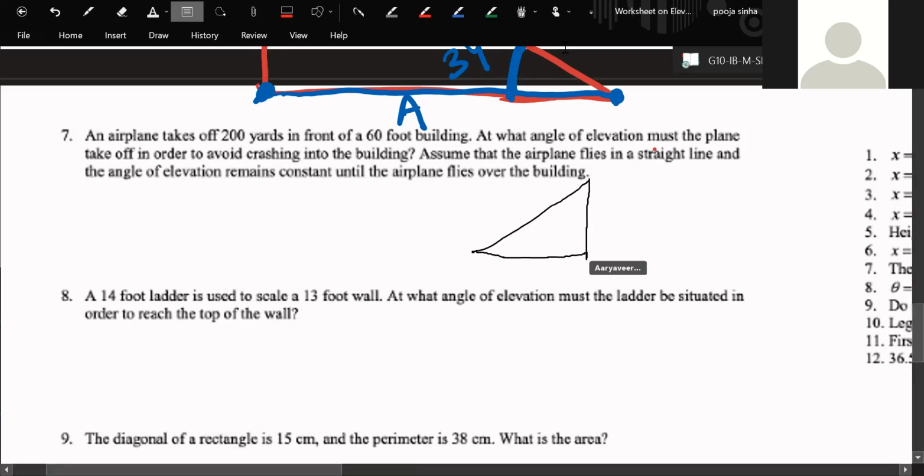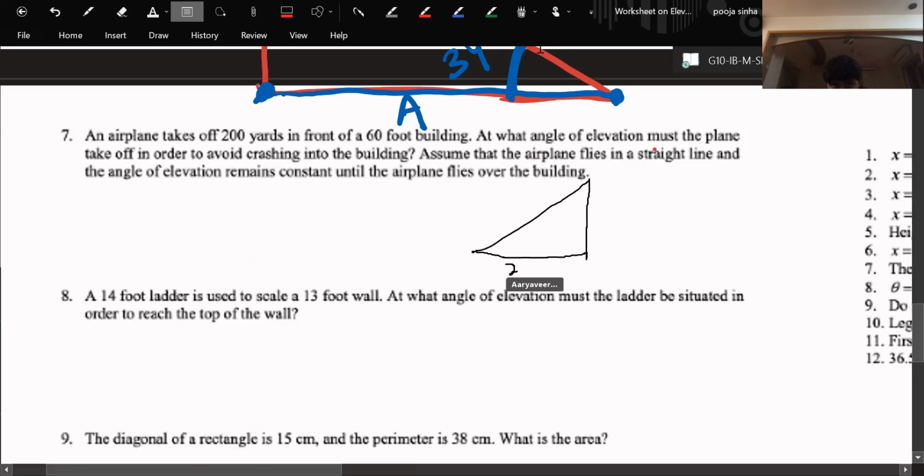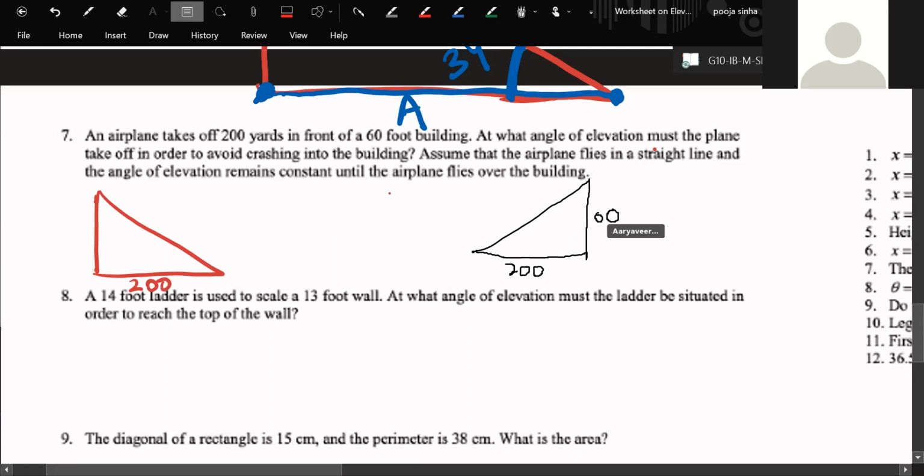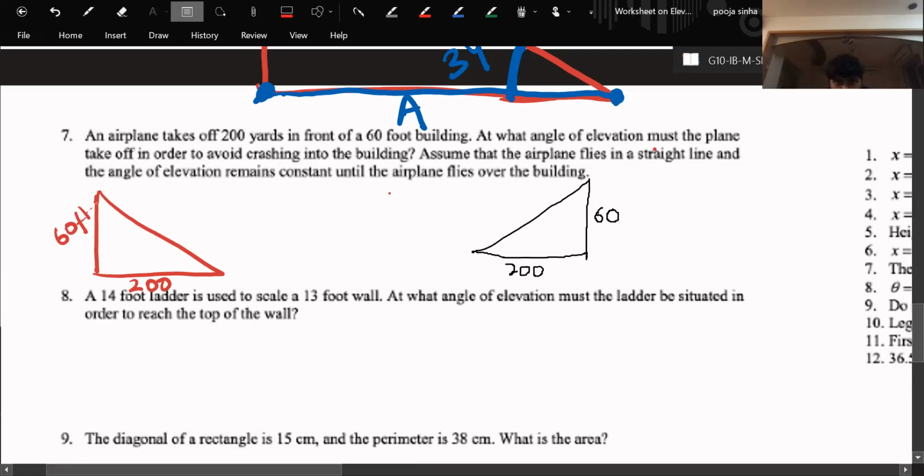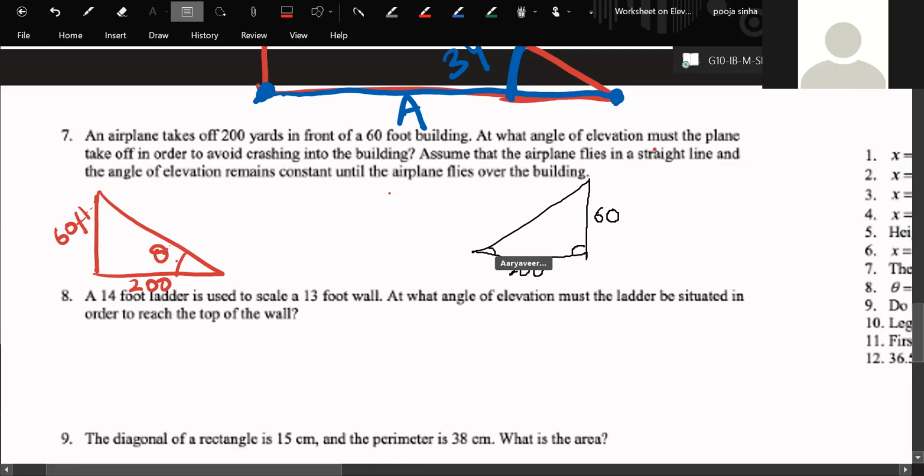So this would be 200. This is 200, right? In front of a 60-foot building, so this is 60. Okay, 60 feet. So this is theta because we have to find it. Oh, no, wait. Yes, this is theta. So, miss, we're just going to use inverse tan.